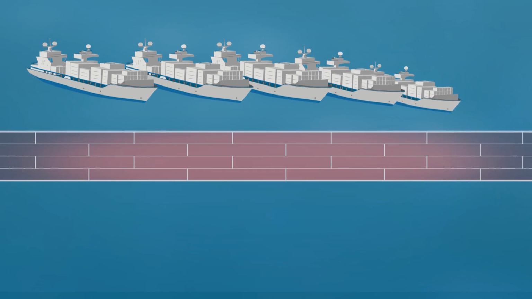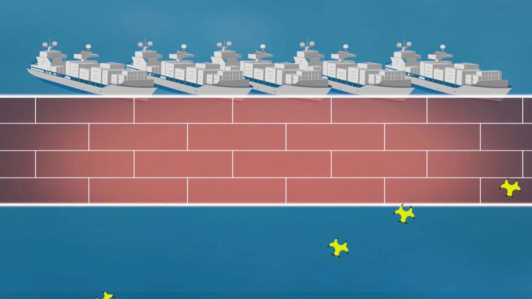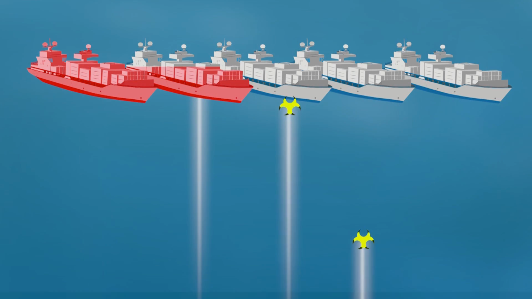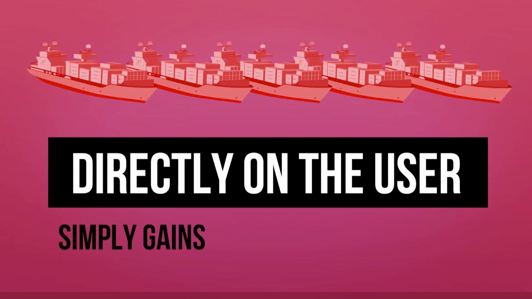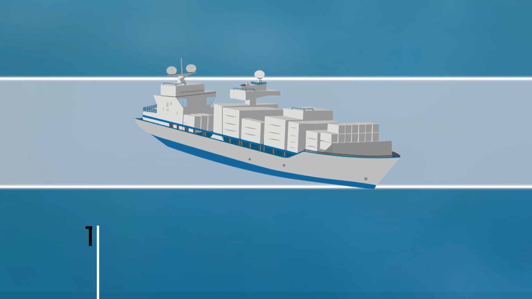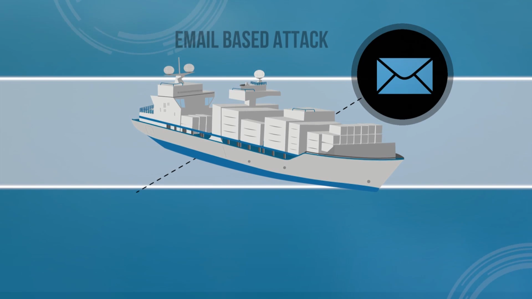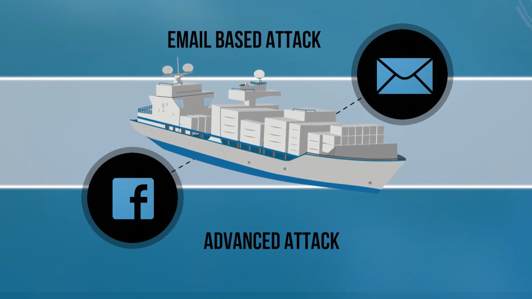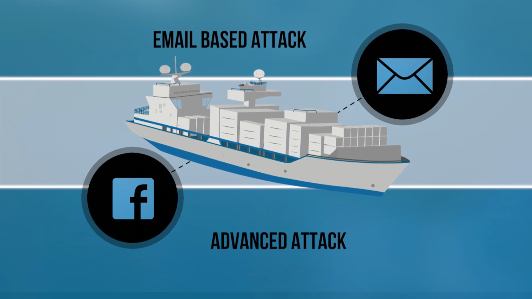Nowadays, a firewall is difficult to bypass, so instead of penetrating the system, the hacker will jump over the firewall into the network by targeting the hack directly on the user and simply gains access from the inside. There are two common scenarios in which a person attempts to gain access to your system: the email-based attack and an advanced attack using a web page such as Facebook.